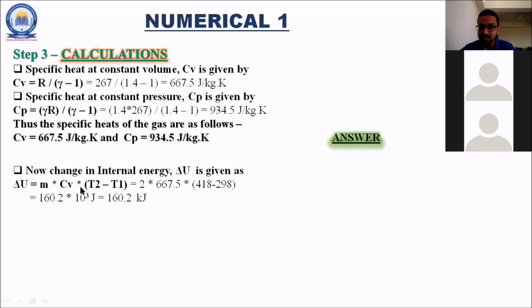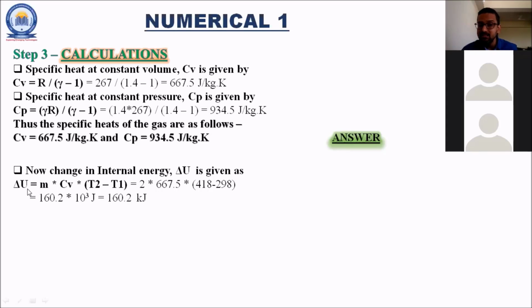Remember, friends, how to get this 10 raised to power 3 joule. In your calculator, you will be having one key, that is E and G, capital E and G will be written. So after calculating the answer of this equation, whenever you press that key of E and G, you will be getting your answer in terms of 10 raised to power. So if you press E and G after calculating this equation, then you will be getting the answer in this form, that is 160.2 into 10 raised to power 3.